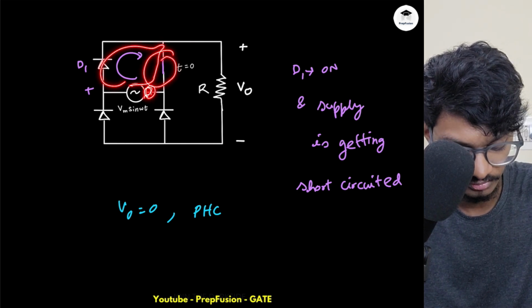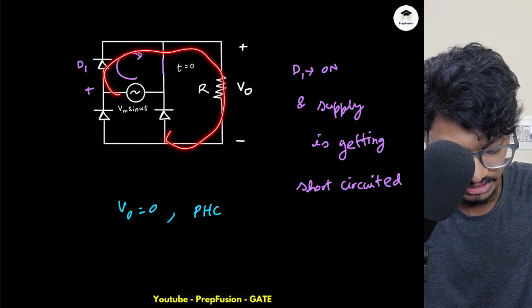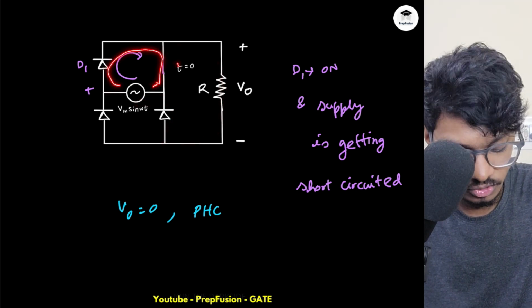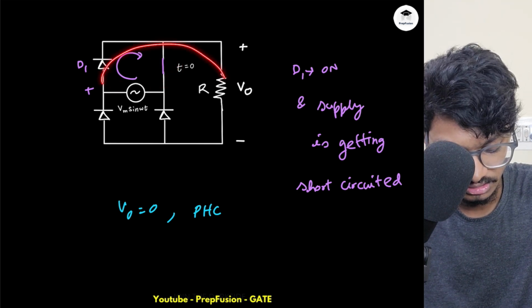To reach this negative terminal, it has to either come through this resistor or through this 0 ohm resistance. So it will choose this. It will not choose this. It will only choose this.